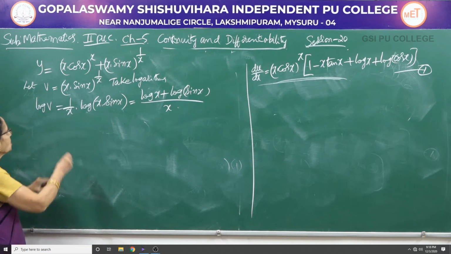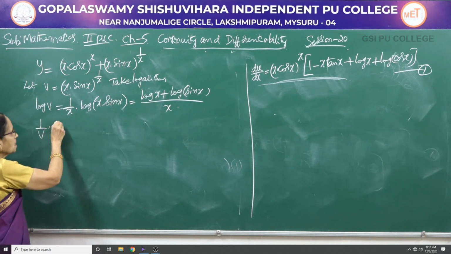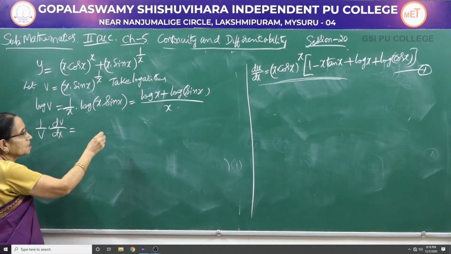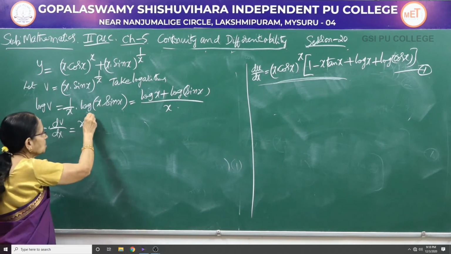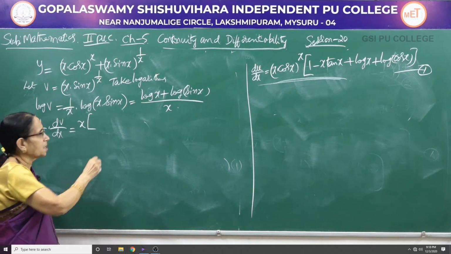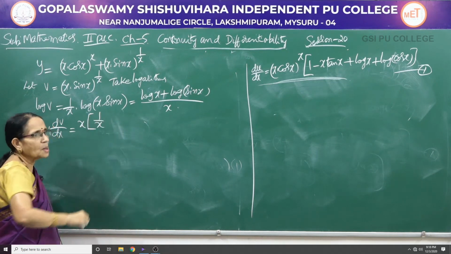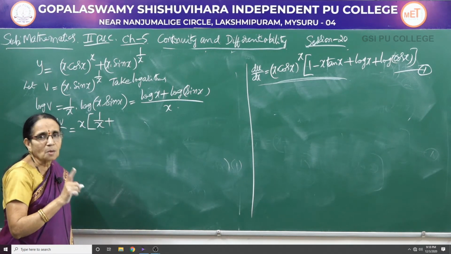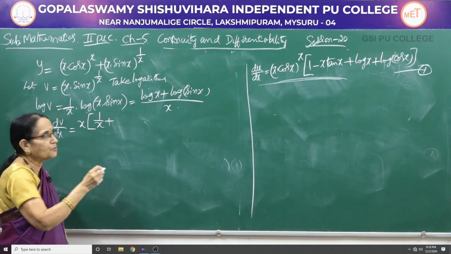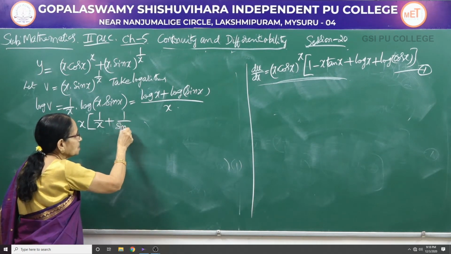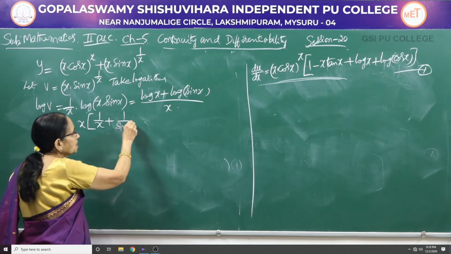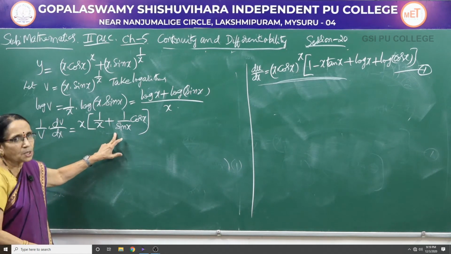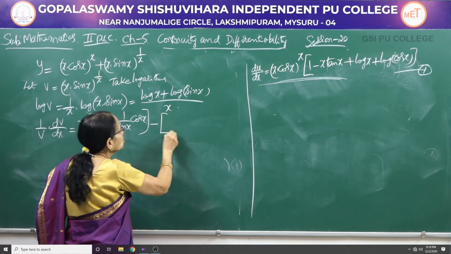So, let me differentiate with respect to x. It is 1 by v into dv by dx. Let me apply the quotient rule. What is the denominator here? x into the derivative of the numerator. Log x has the derivative 1 by x, plus log of sin x. Here it is a composite function. First we apply log. The derivative of log of anything is 1 over that something, that is 1 by sin x. For sin x it is cos x. Close the bracket.